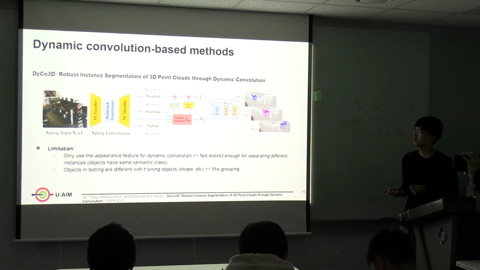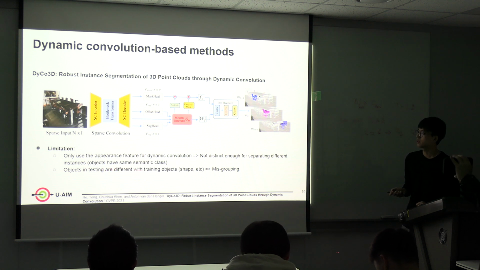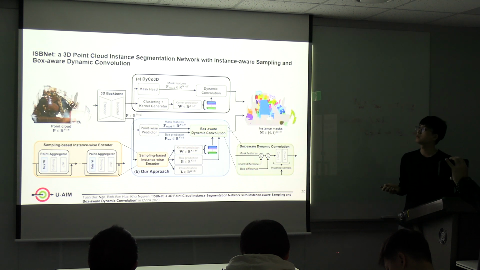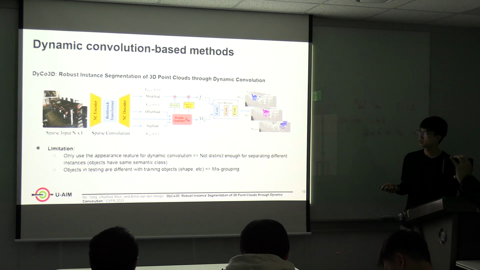The objects in the testing subgroup are different from the training objects in the set, so they usually get misgrouped. The first one I will introduce will be enhanced in this limitation.